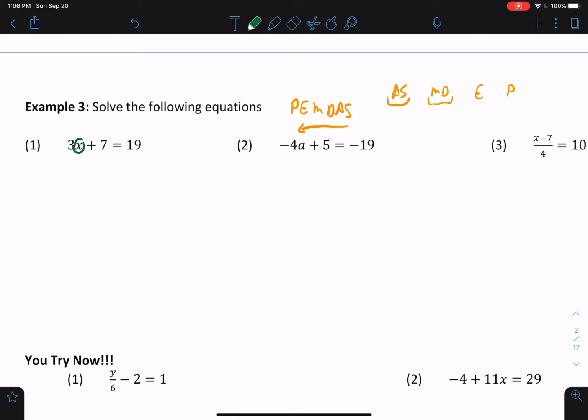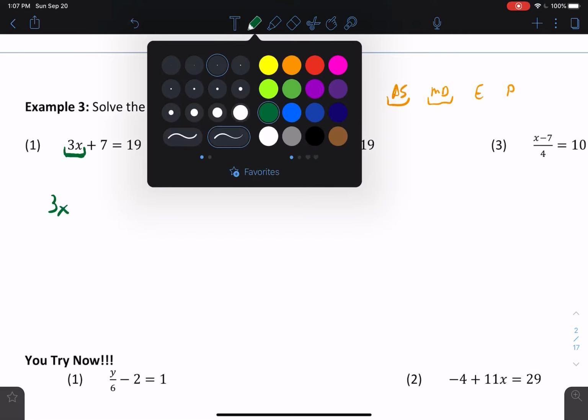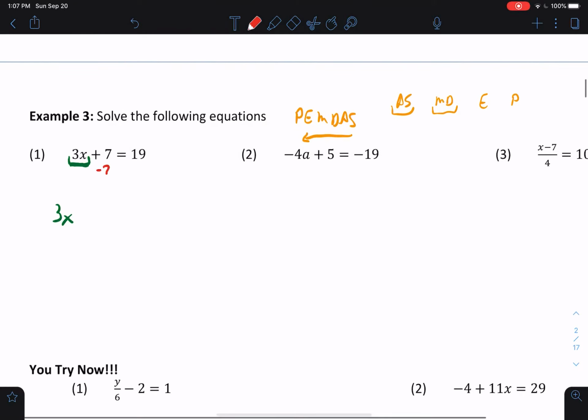So we want to get everything with the x by itself first. I need to get 3x by itself, which means I need to get rid of plus 7. So how am I going to do that? I'm going to subtract 7 from both sides. So we get 3x, that just drops down, equals 19 minus 7, which is 12. Now we want to get the x totally by itself. So what's happening to x? It's being multiplied by 3. To undo multiplication, we divide. So I'm going to divide both sides by 3. I'm going to get x to equal 4.